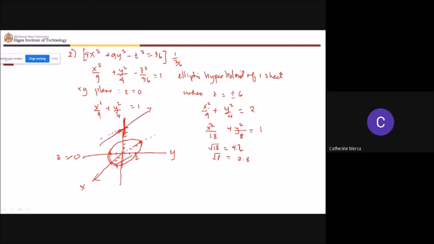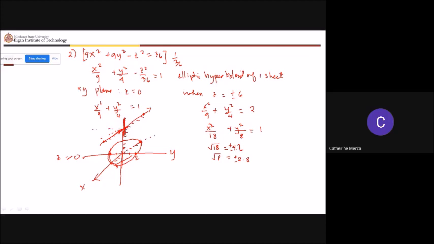Your x is the square root of 18 which is 4.2. Here, for x it was 3, so 1, 2, 3, 4, somewhere here, 4.2. It's plus or minus. Plus minus. 1, 2, 3, 4.2.